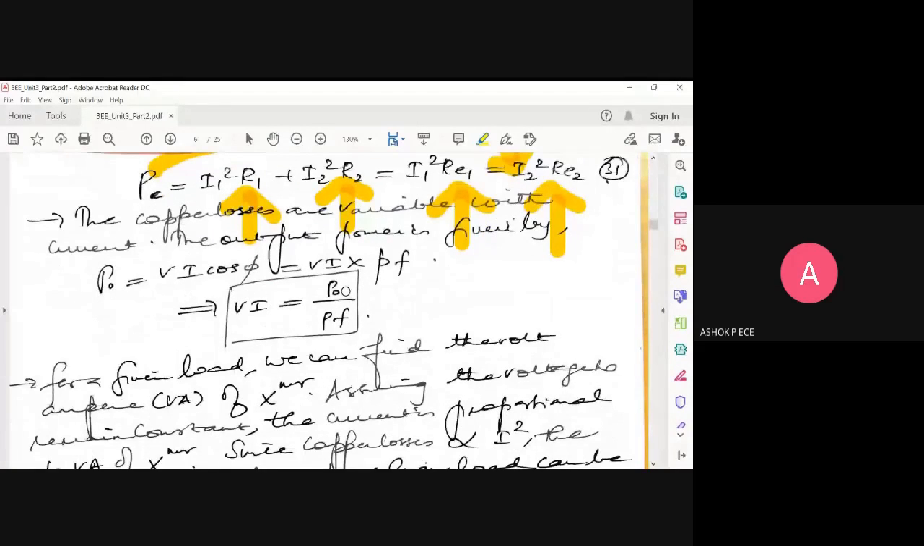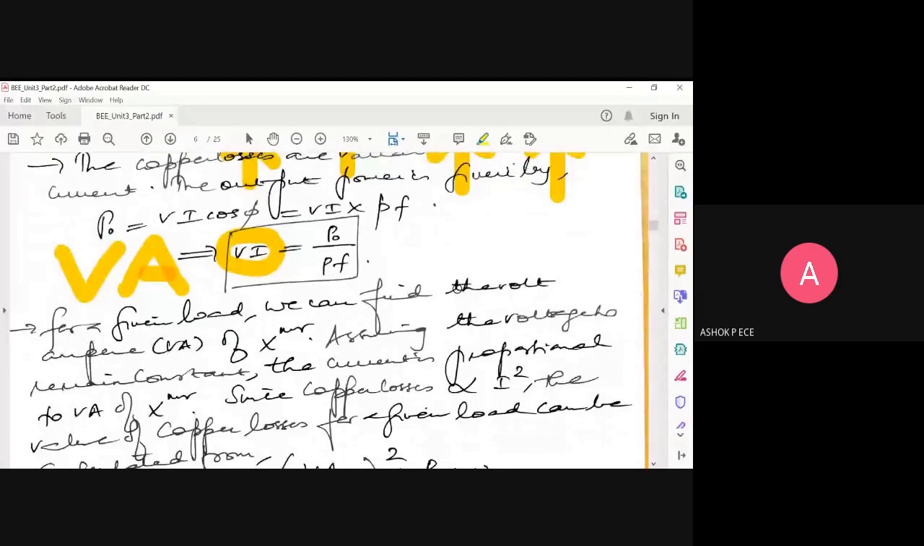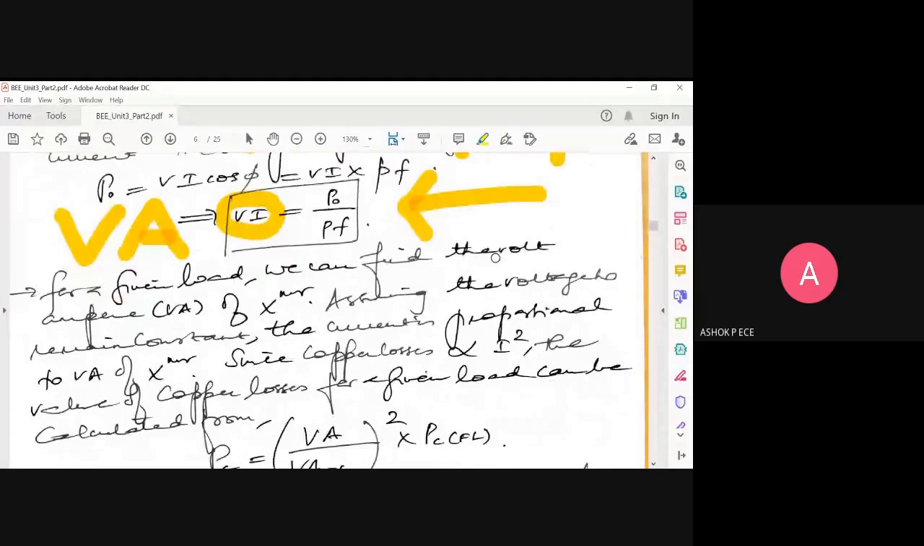And this VA will be same for both primary and secondary. So for a given load, we can find volt ampere of transformer using the above relation. So volt ampere equal to output power by power factor. So the voltage is going to remain constant. So current only is going to be varying. So I can say VA is proportional to current. But in copper loss, I can say copper loss is proportional to I square.